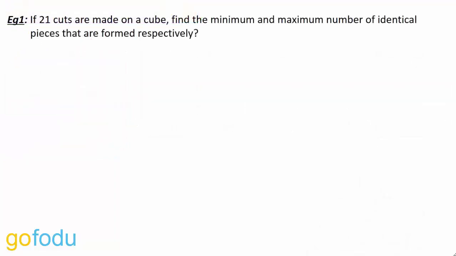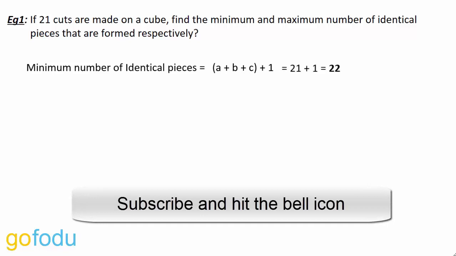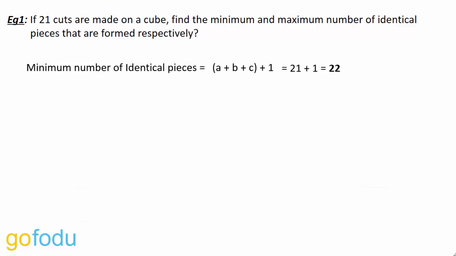First example says that if 21 cuts are made on a cube, then we have to find the minimum and the maximum number of identical pieces that are formed respectively. Here total number of cuts A plus B plus C is given as 21. So minimum number of identical pieces will be A plus B plus C plus 1, that is 21 plus 1, 22. For minimum pieces, all the cuts were required on a single face.